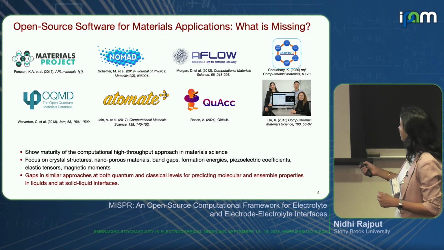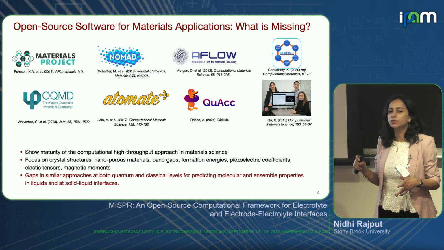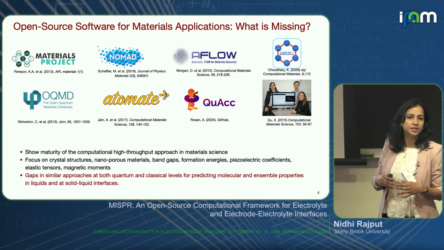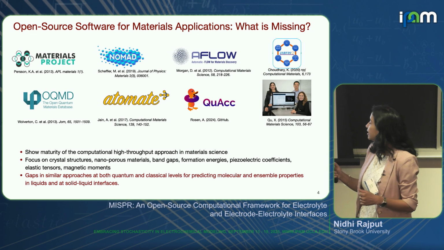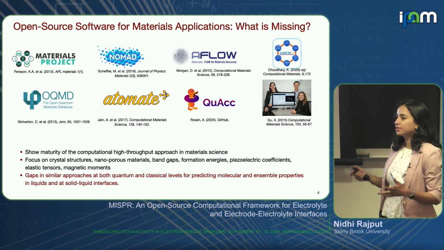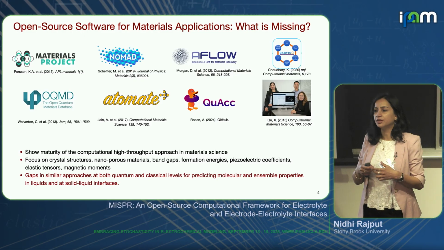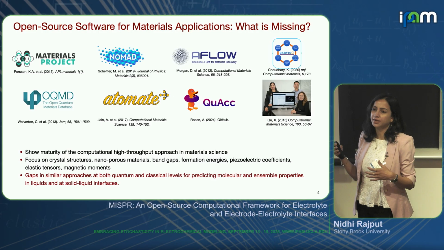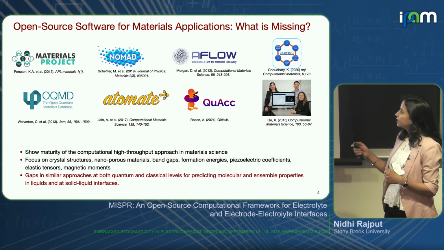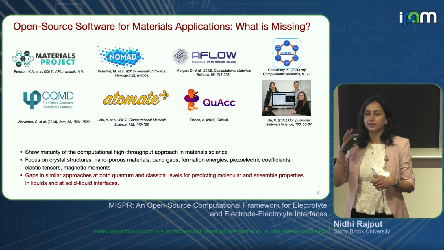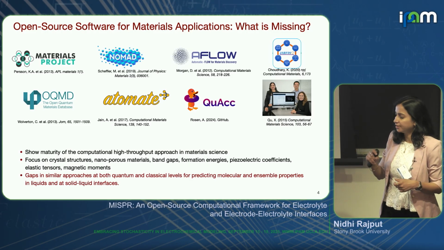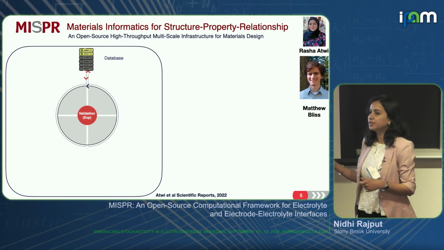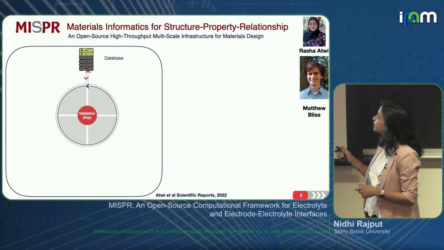So for liquids, Electrolyte Genome was one of the early examples where we implemented high-throughput DFT calculations to screen electrolytes based on their electronic properties. However, as we know, when we're talking about liquids, just DFT calculations are not enough, and we need to also look into the structural evolution of the electrolytes and their transport properties. So we need to implement these high-throughput techniques both at the quantum as well as at the classical level. So to overcome that challenge, we developed MISPR, which stands for Materials Informatics for Structure Property Relationships.